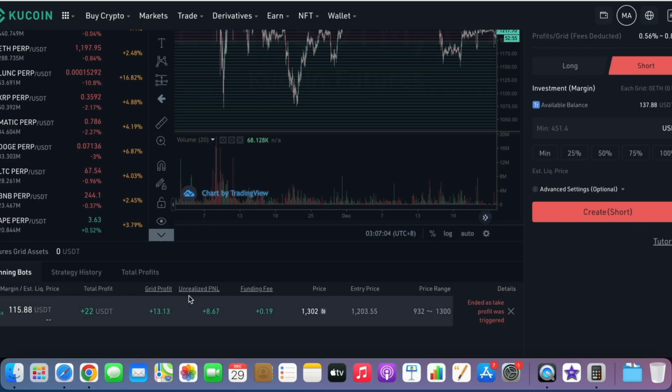So I use this KuCoin platform to trade crypto, especially using bots, because it is very convenient to use the KuCoin platform for bot trading and it has low fees for bot trading.